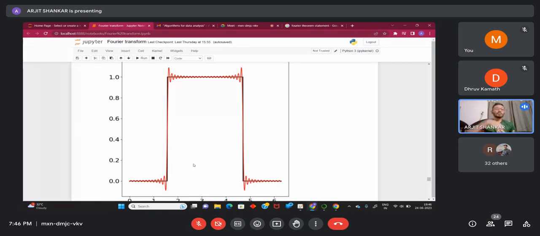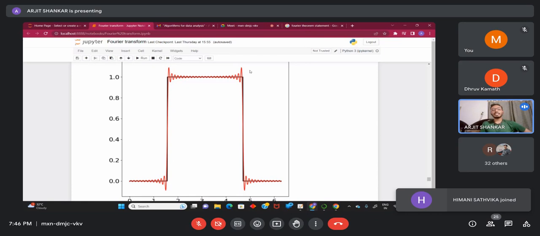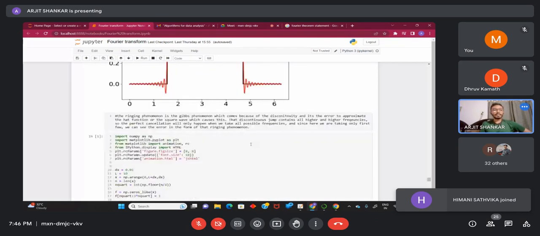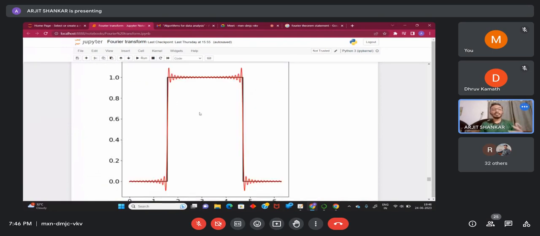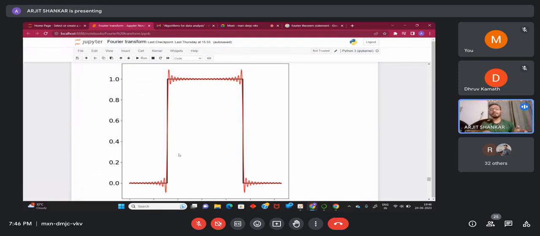But obviously we cannot go to infinity because of our computational constraints. So we will see this ringing kind of phenomenon. This phenomenon is known as the Gibbs phenomenon. You can give it a read over here. The ringing phenomenon is the Gibbs phenomenon, which comes because of a discontinuity, and it's the error in approximating the hat function or the square wave function. It means we cannot completely determine the square wave function, which is discontinuous, with the help of the Fourier transform, because that steep rise consists of all the possible frequencies from 0 to infinity.